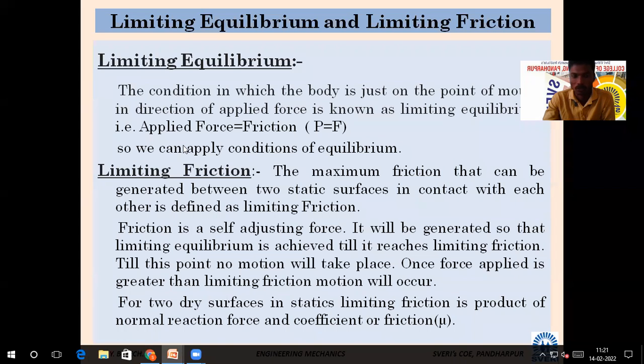That condition of the body is called limiting equilibrium. The body is just about to go into motion, but still the body is stationary. We can say limiting friction is the maximum friction that can be generated between two static surfaces in contact with each other. This is defined as limiting friction.